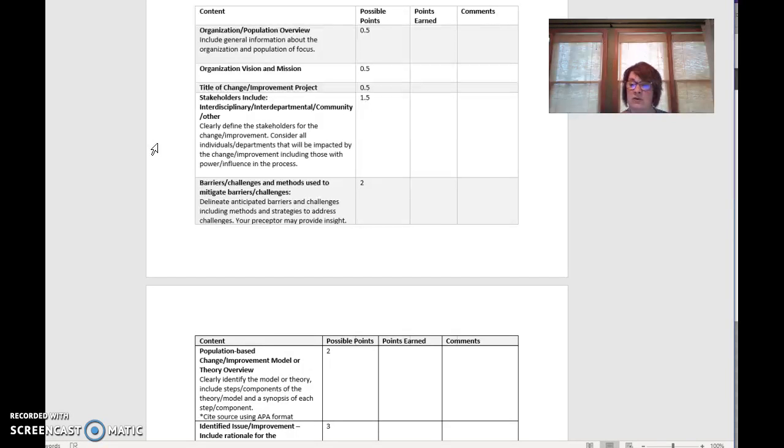And one thing to always remember, you want to include those that you serve as a stakeholder as well, whether it would be patients or the community or those types of folks. So be very broad when you're defining your stakeholders. You also want to dive into what the barriers or challenges may be in correlation with your identified topic. And you also want to look at ways to address those barriers and challenges.